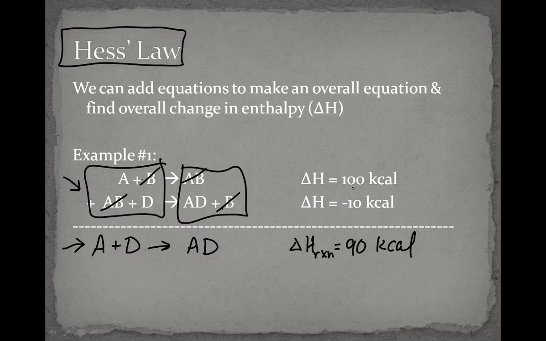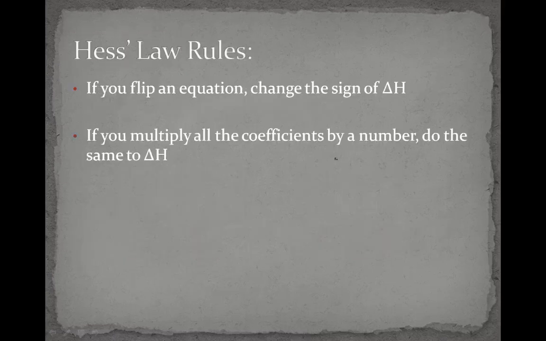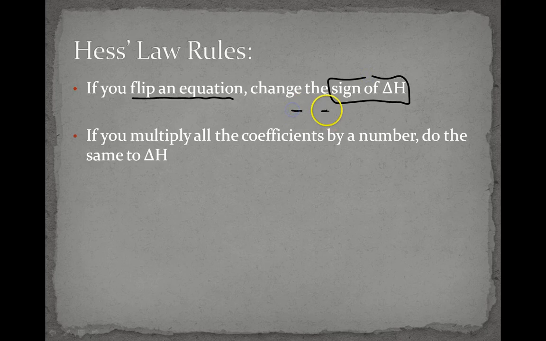You can use this along with some known reactions that have already been studied and already found their delta H values to calculate the energy needed for a reaction that you haven't actually done, to predict how much energy should be given off or absorbed. There's a couple things you can do to manipulate the equations though. The first is that you can flip an equation around. You can make the reactants products and the products reactants. If you do that, you have to change the sign of delta H. So if it's negative, you flip the reaction, it becomes positive. If it's positive, you flip the reaction, it becomes negative.